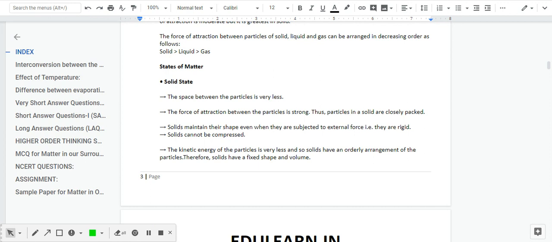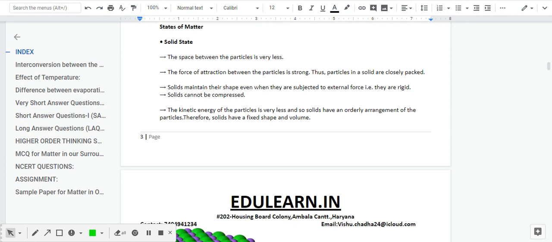I'm repeating again. Anything which occupies space, has mass, and can be felt by any one of our five senses is called matter. So we are going to learn about matter and its states. First of all, let's learn about the states of matter. First one is solid state. So what is solid state?